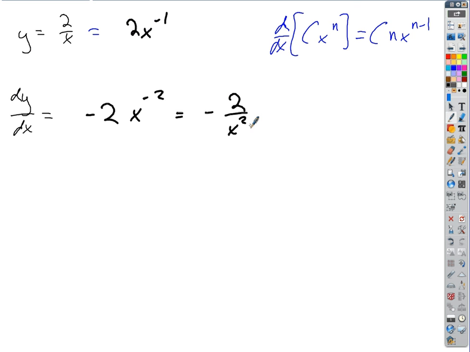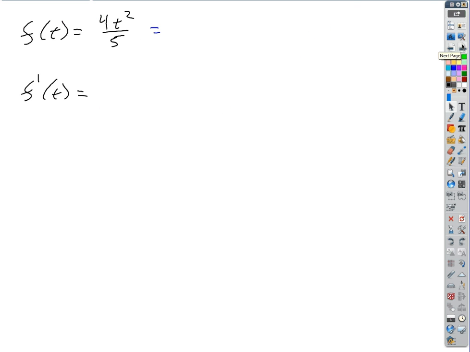Okay? How about something like that? I mean, that's no big deal, right? Really, when I see stuff like this, if I see a constant on the bottom of a function, that's just a denominator of a fraction that I could pull out front, right? So really what I'm doing is pulling the 4/5 out front and taking the derivative of t squared. Okay, so what's that going to give me then?